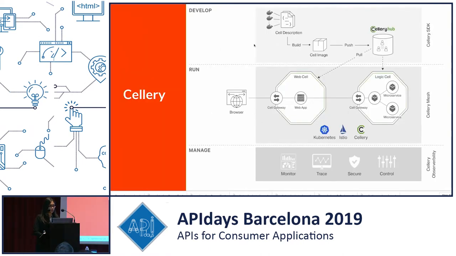So here's how it's supposed to work. You write your cell description here, you build it using Celery, and you can create a cell image. You can push that cell image to Celery Hub. That's like Docker Hub, except it's a hub for cells. Then during runtime, these cell images can be pulled, and the microservices that you defined in the cell description are now contained within cells. So you can create your cell-based architecture that way.